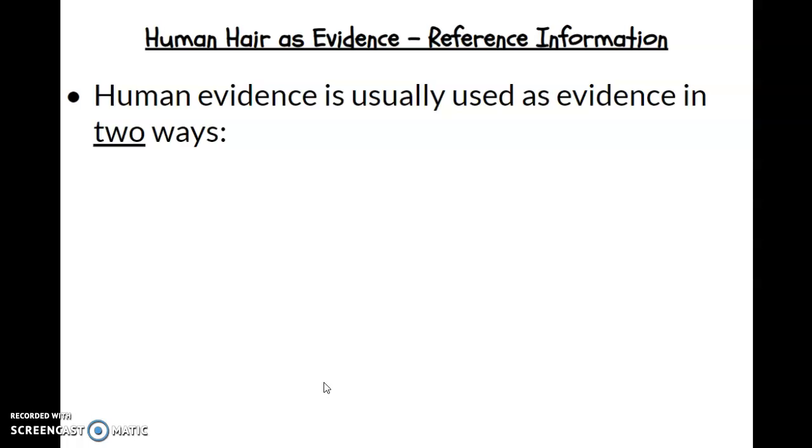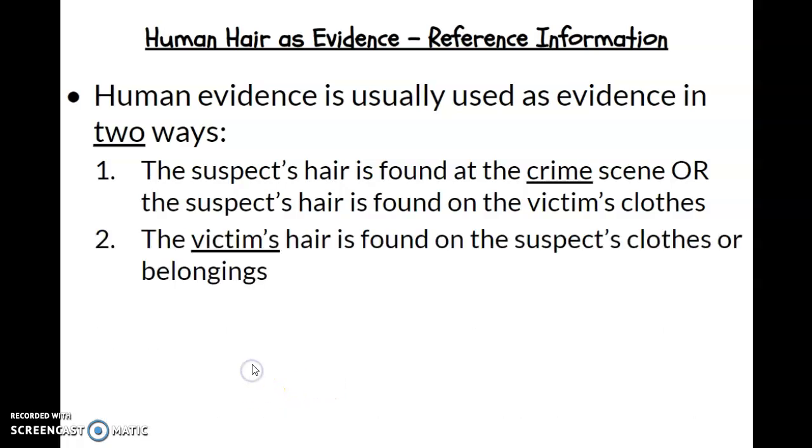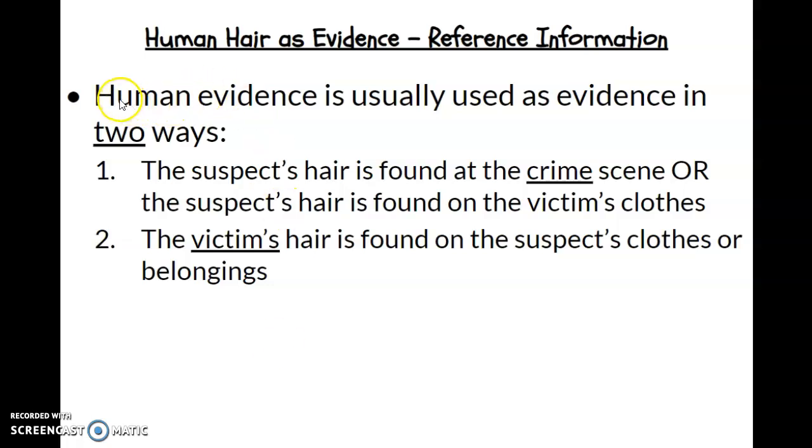Human hair is used as evidence in two ways: the suspect's hair found at the crime scene or on the victim's clothes, or the victim's hair found on the suspect's clothes or belongings. It's used as evidence because it is found in association with the two people, whoever the victim and the perpetrator are. It's found on their belongings.